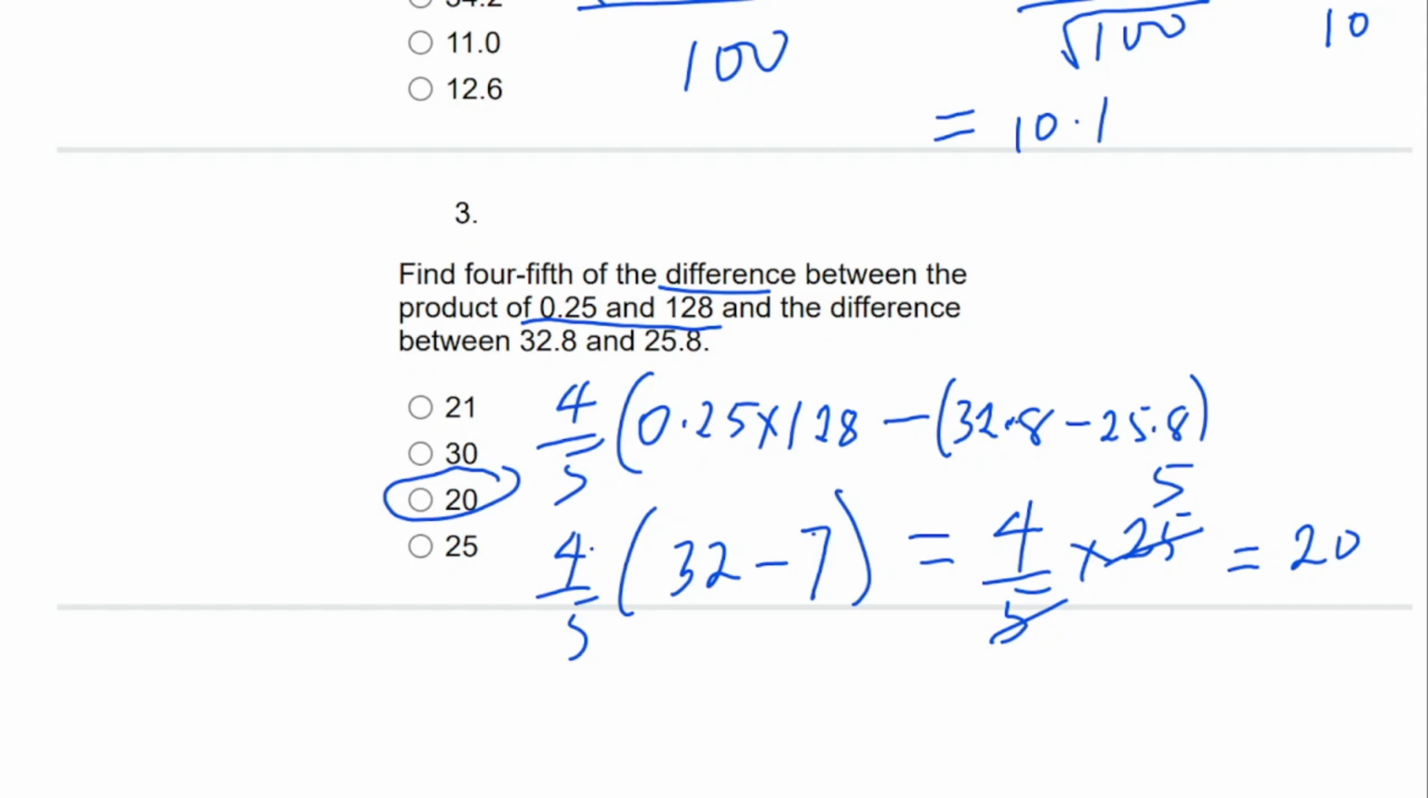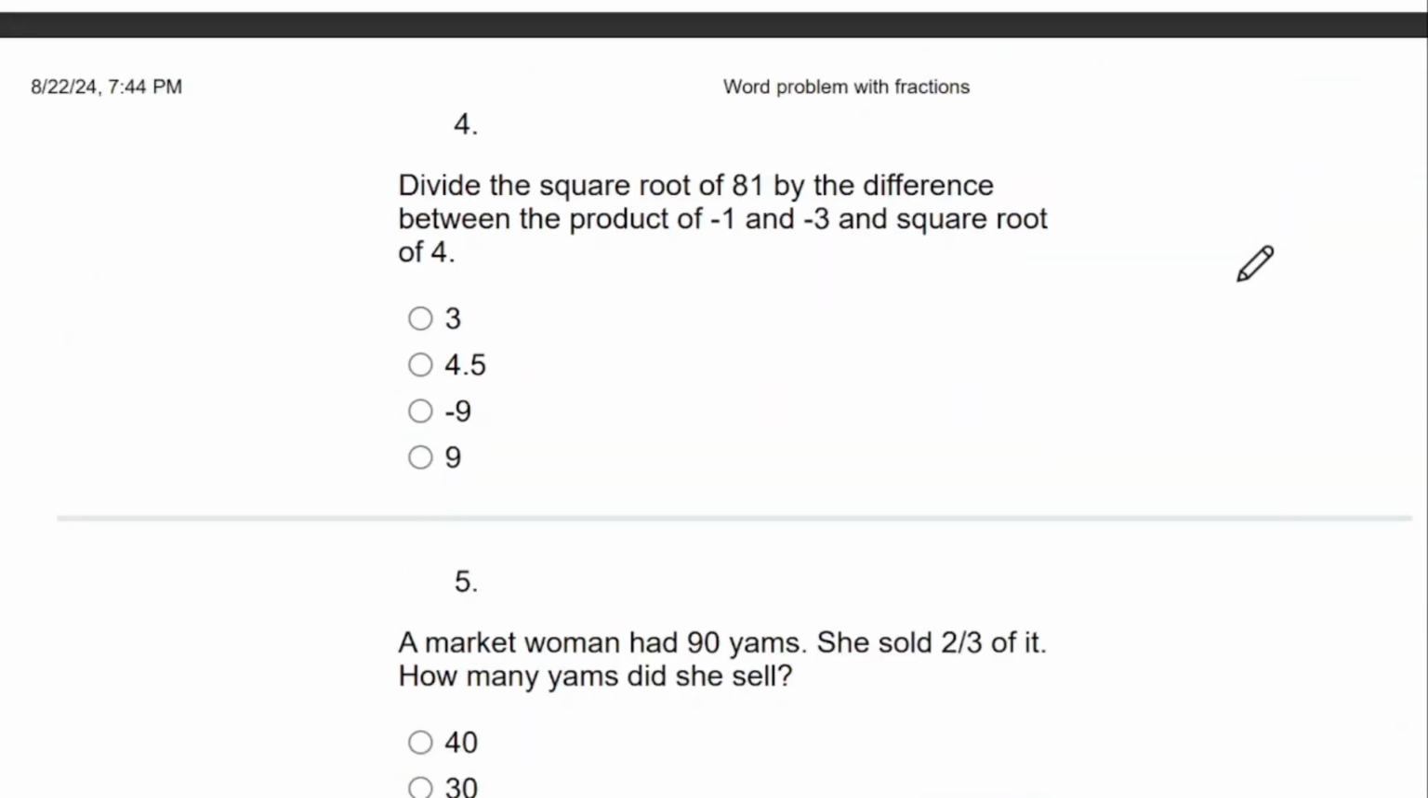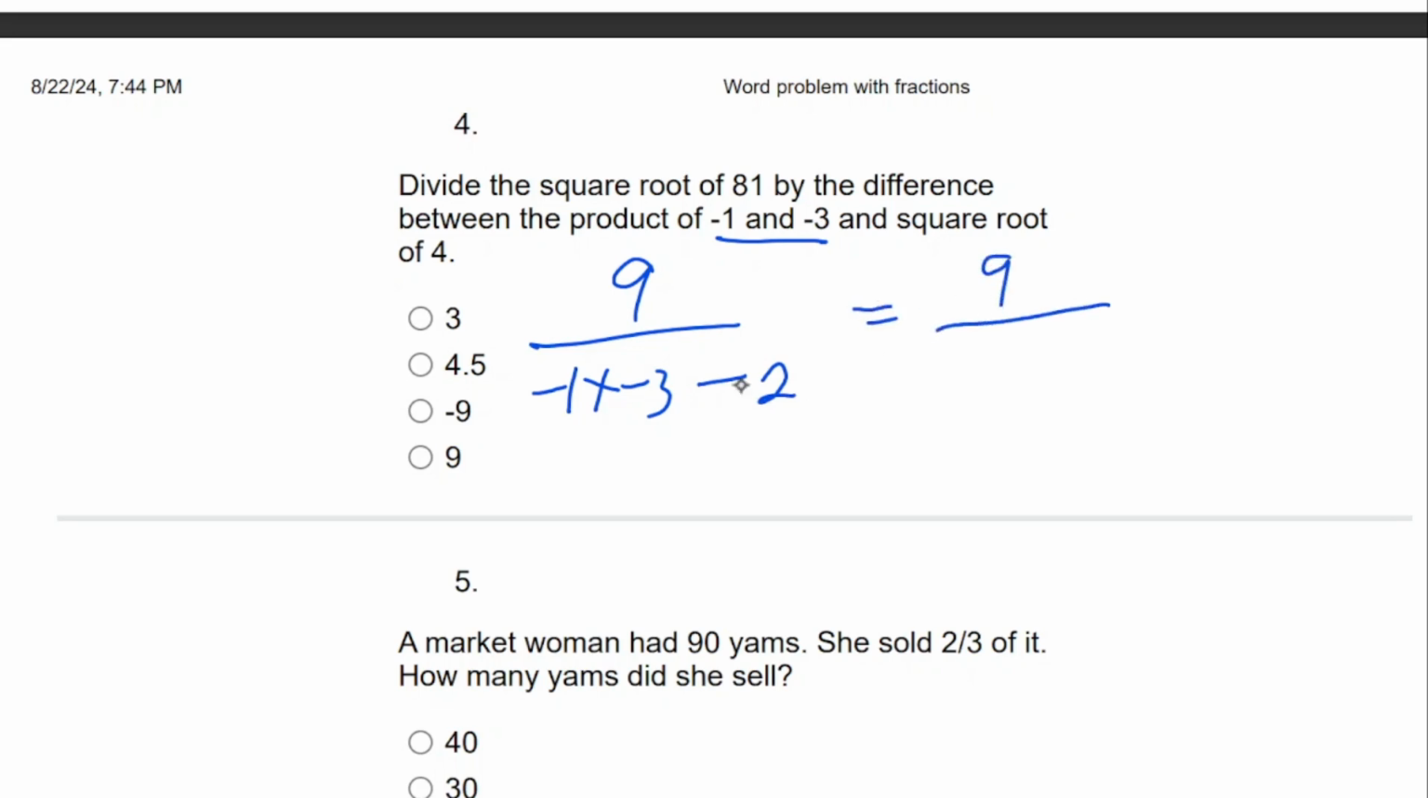All right. So question 4. Divide the square root of 81. The square root of 81 is 9, divided by the difference between the product of -1 and -3, minus the square root of 4, that is 2. So we're saying 9 over -1 times -3 is 3, minus 2. That's going to be 9/1, which is equal to what? 9. The answer is equal to 9.